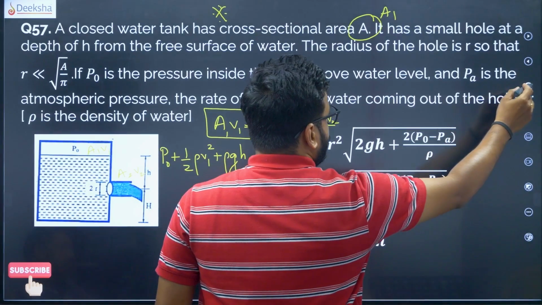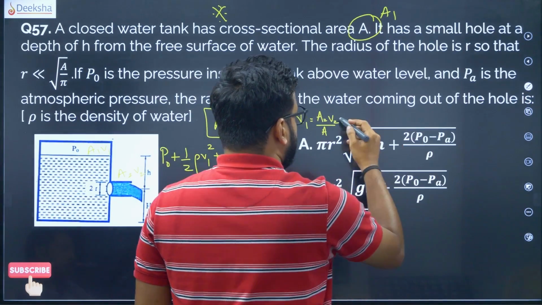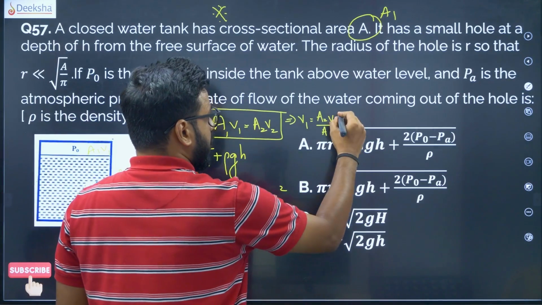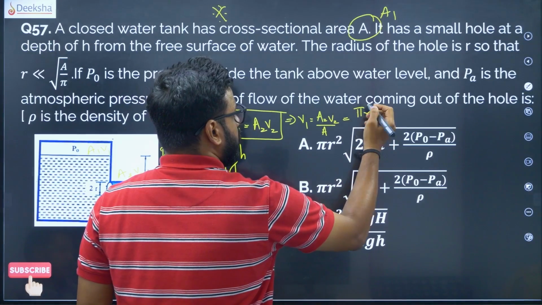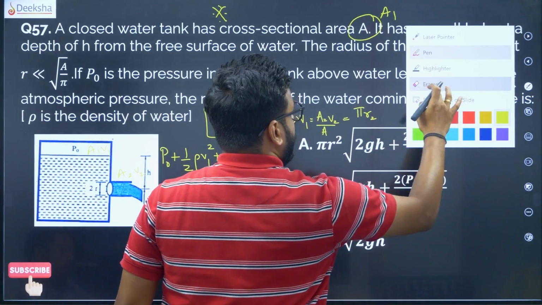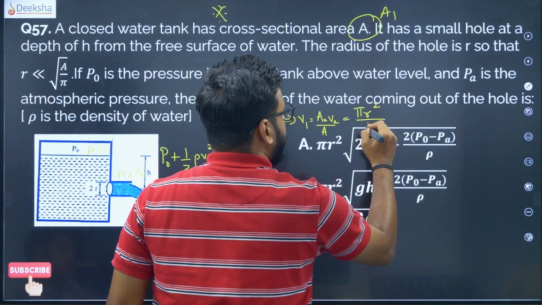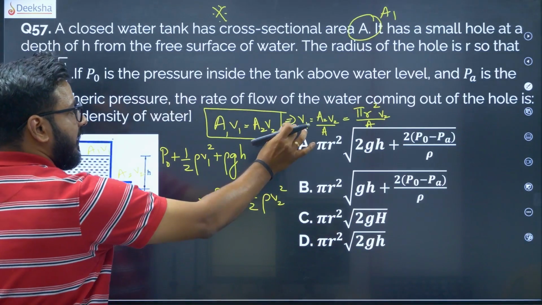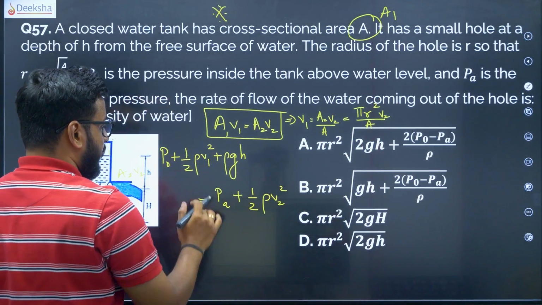And now A2. The diameter of this hole is 2r, which means the radius is r. So A2 can be considered as pi r square. So instead of V1, we can write pi r square V2 divided by A, and for V1 square, pi r square V2 by A whole square.